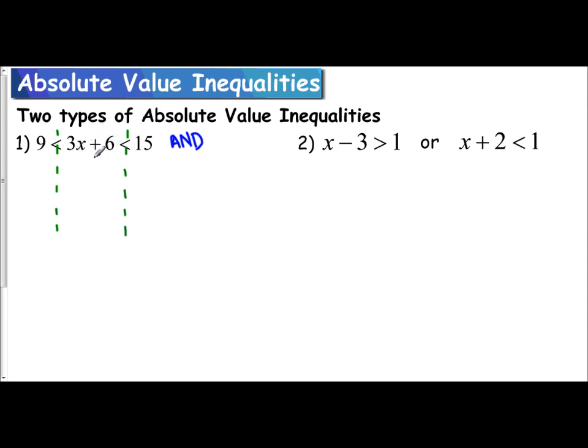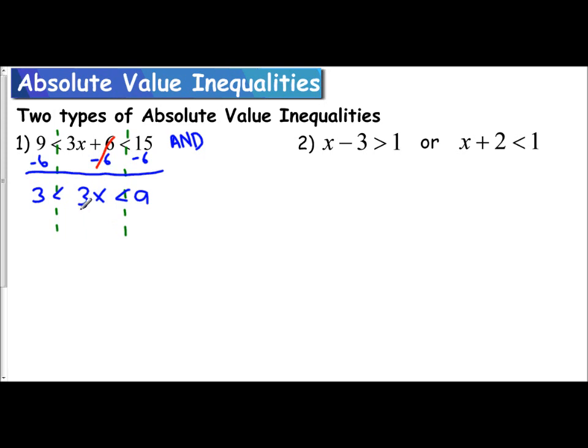So I get rid of any addition or subtraction first, so I'm going to subtract 6. Just like an equation, if you subtract 6 from one side, you have to do it to the other. However, I have two outsides, so I'm going to have to subtract 6 from both outsides. 9 minus 6 is 3, 15 minus 6 is 9, and the 6 and negative 6 cancel. So I'm left with my 3x in the middle.